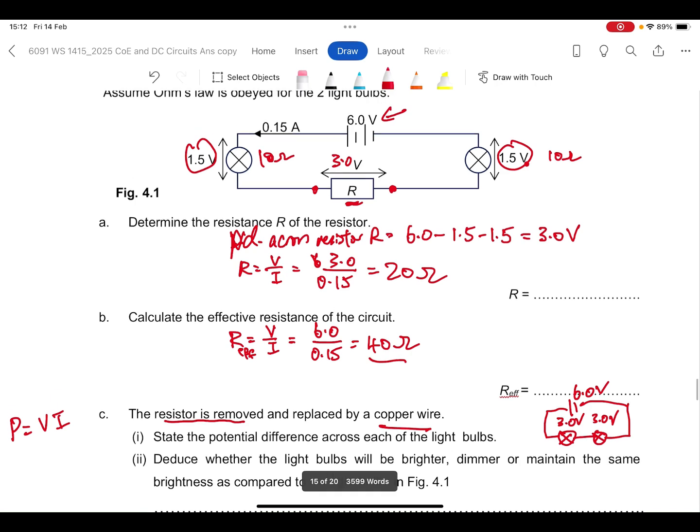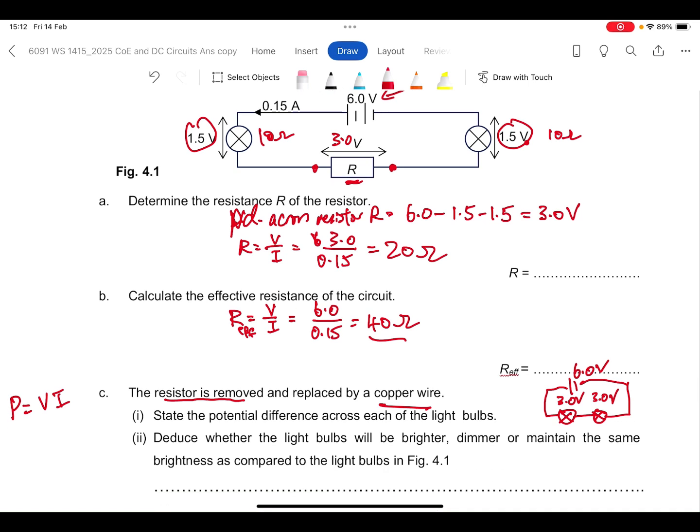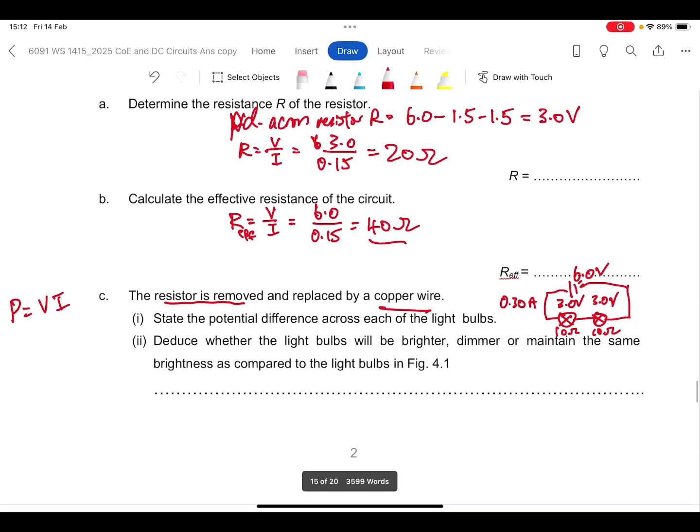So, in fact, if you were to calculate the current as well, the current is 6 divided by the resistance of each bulb, which is 10 ohms, 10 ohms. So 6 divided by 20 gives you 0.3 amperes. The current has also increased as compared to before. So both the PD and the current have increased, but we don't need to consider power, we just need to consider the voltage, the PD across each bulb. So definitely the light bulbs will be brighter.